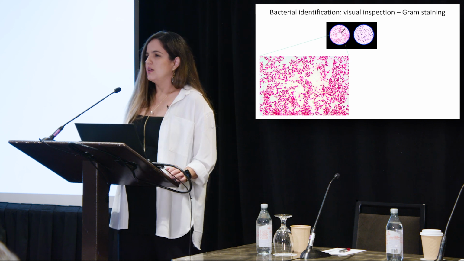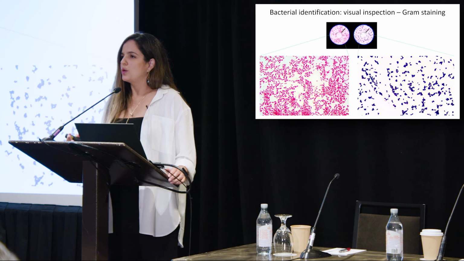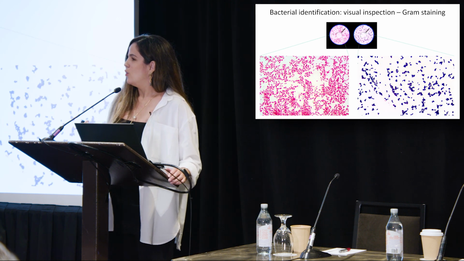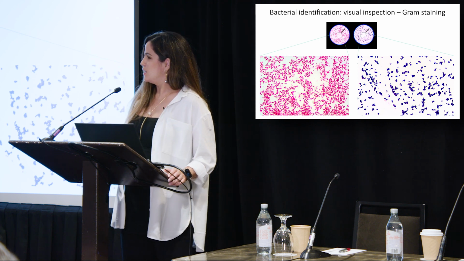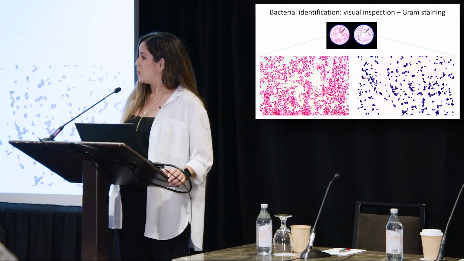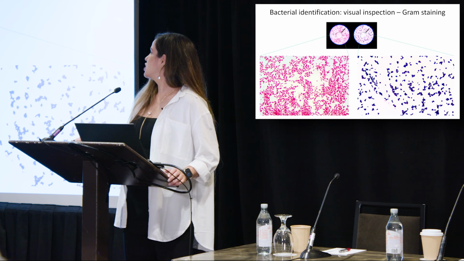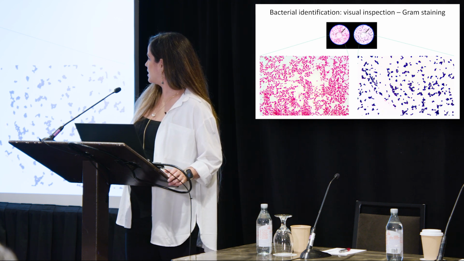And then on the other side, we can also see microbes that stain in purple. We call these gram-positive bacteria because they're purple, right? And they also have a different shape. In this case, they're cocci shape.